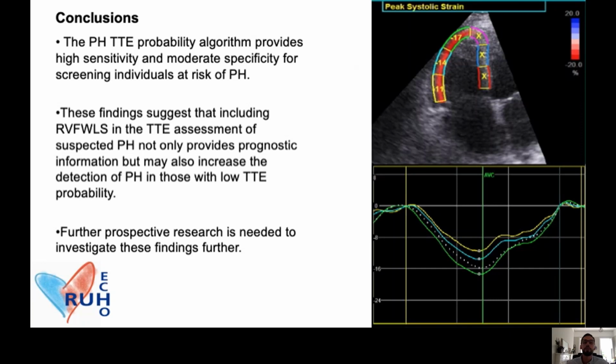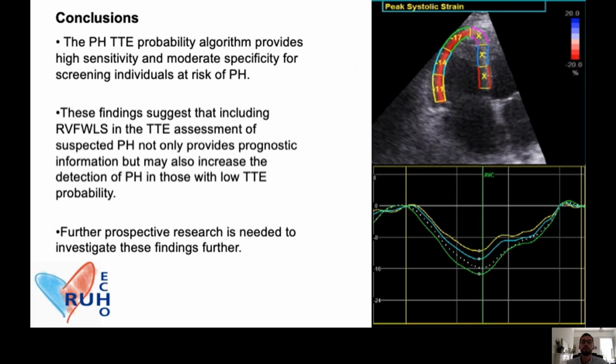In conclusion, the PHTT probability algorithm provides high sensitivity and moderate specificity for screening individuals at risk of pulmonary hypertension. However, 35% of patients with low TT probability had pH confirmed by right heart catheter. Therefore, alternative strategies are needed to improve the sensitivity to detect pH in those with low TT probability.